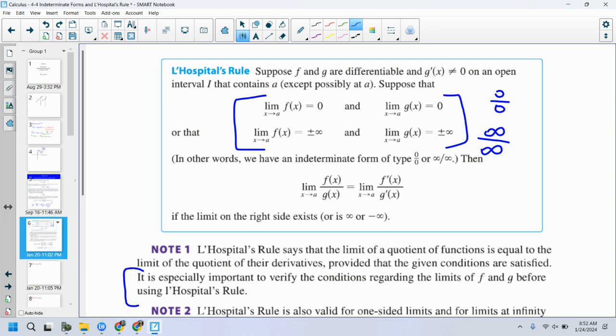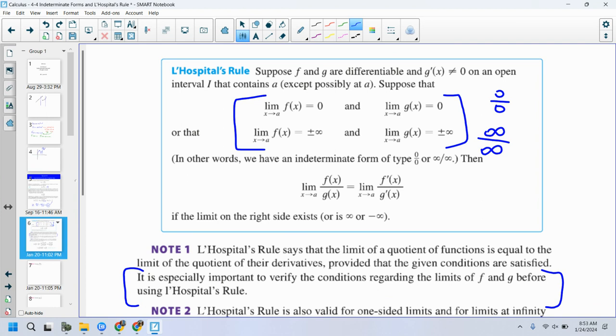It is especially important to verify the conditions. It's especially important to make sure that you have an indeterminate form. I cannot stress that enough. It's got to be 0 over 0 or infinity over infinity. You can't have 0 over infinity; that would be 0. You can't have infinity over 0; that's undefined. Please don't mistake me: if I put 2 over 0, that's not an indeterminate form. That's undefined.